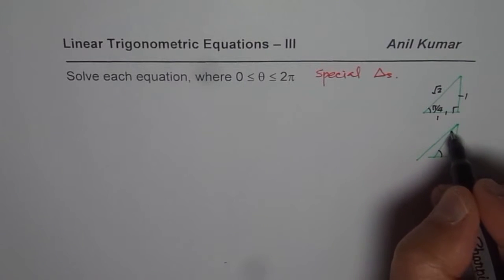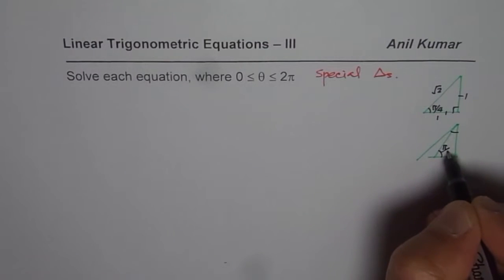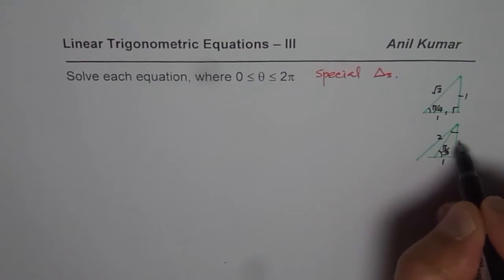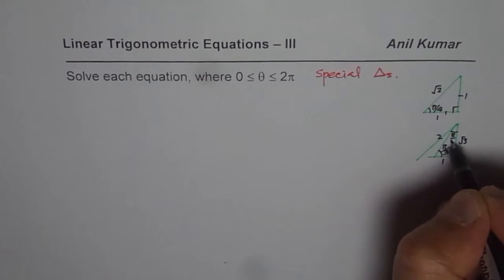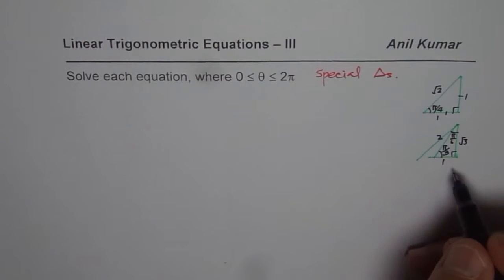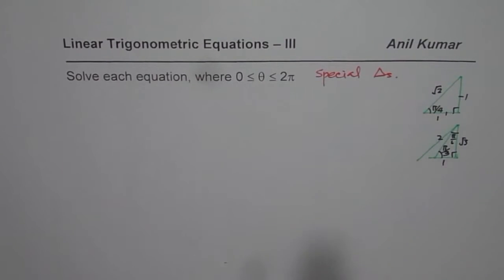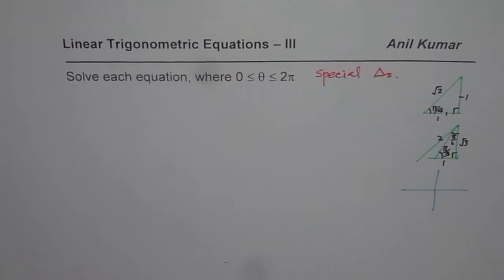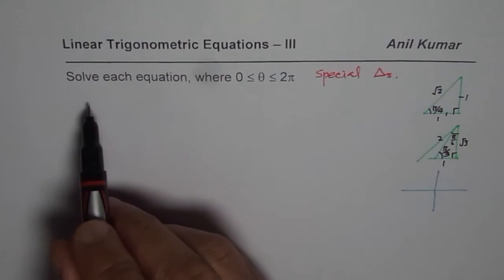In 30, 60, 90, pi by 6 is, let me write pi by 3 here. Pi by 3 is 60 degrees, and the sides are 1, 2, square root 3, that is 90, and this is pi by 6. So that is our 30, 60, 90 triangle. We'll use these triangles to solve some trigonometric equations. Another thing which we are going to use to solve trigonometric equations is the CAST rule. So these are the basic tools which will help us provide answers for our equations.